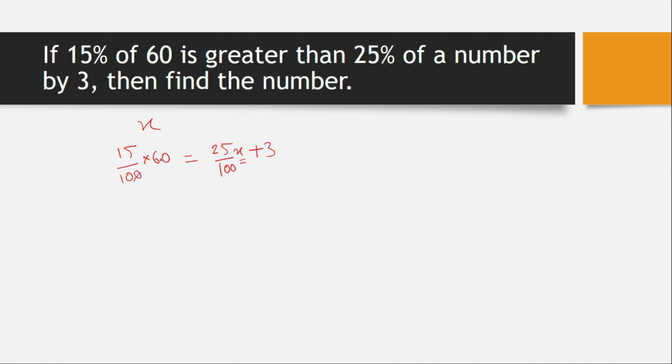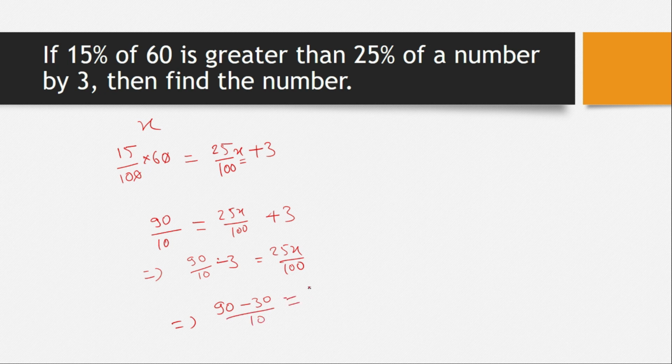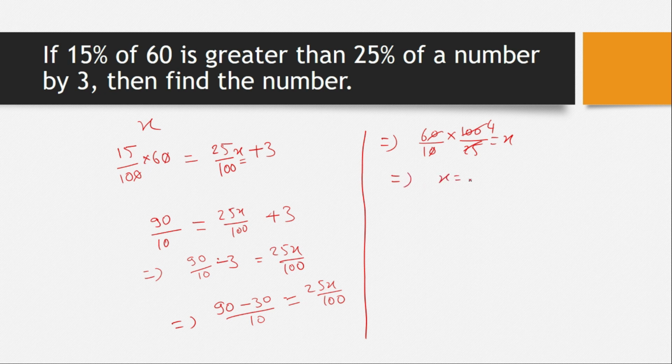So let us solve it. 90 by 10 equal to 25x by 100 plus 3, or we can write it as 90 by 10 minus 3 equal to 25x by 100, or 90 minus 30 by 10 equal to 25x by 100. 60 by 10 into 100 by 25 equal to x, or the value of x will be 24.